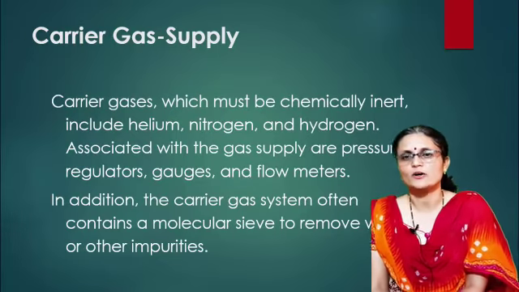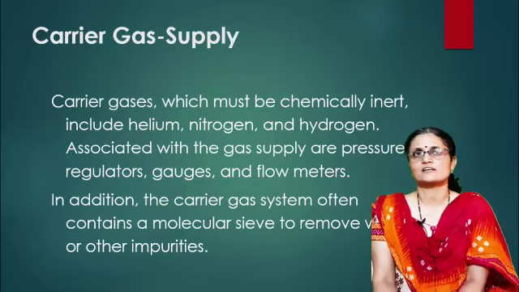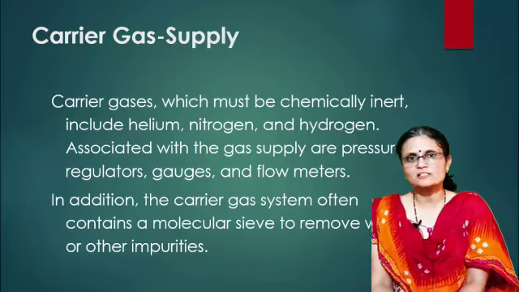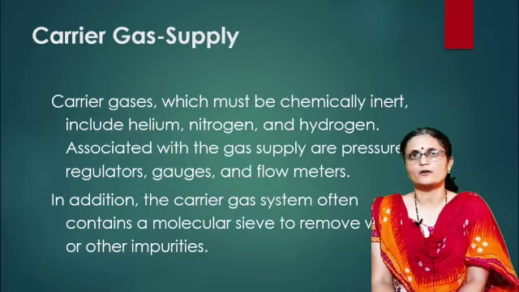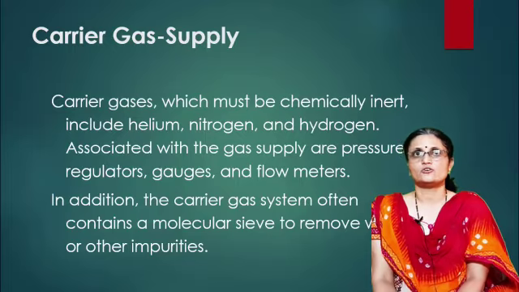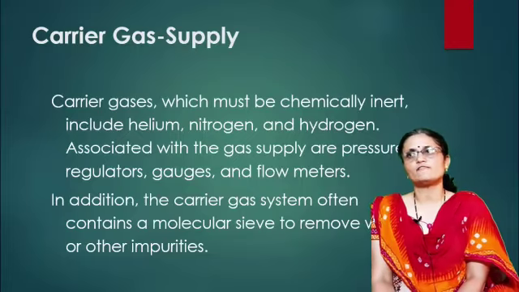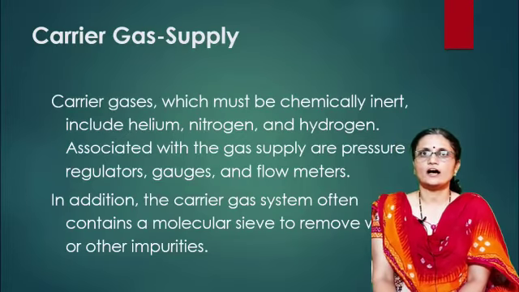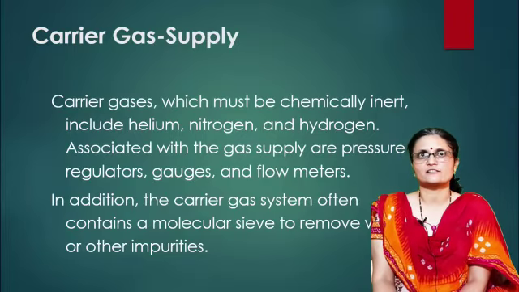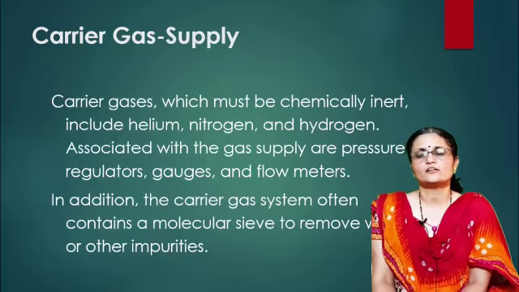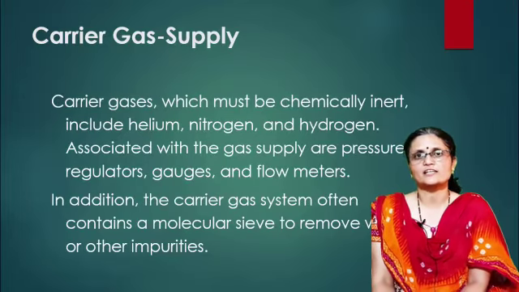Let us study the carrier gases that are used in gas chromatography. The carrier gases, as we have discussed, should not react with the sample, so they must be chemically inert. Generally chemically inert elements like helium, nitrogen and sometimes hydrogen are used as carrier gases. In addition to this carrier gas system, it is supplied with a pressure regulator, gauges and flow meter, so that the speed of the carrier gas can be controlled.